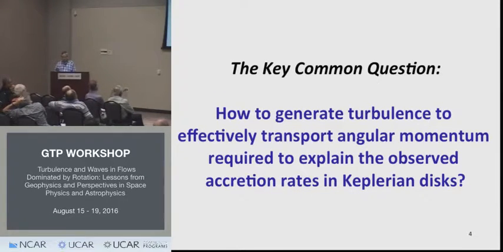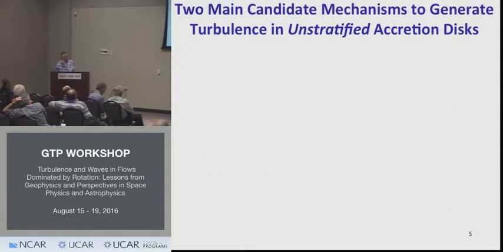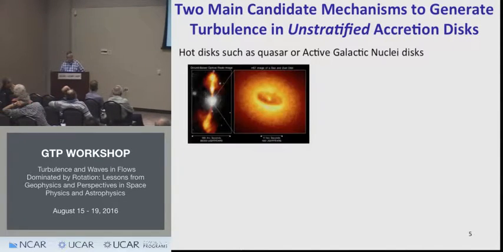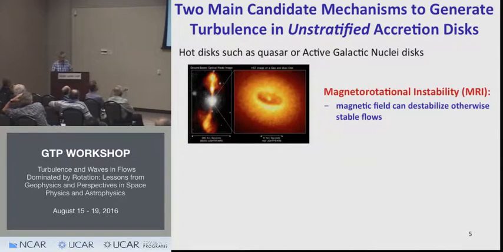Typically they follow a Keplerian rotation profile. That question has generated lots of interest in the past 20 or 30 years. John will talk about it tomorrow, or maybe on Thursday, so I'm not going to steal his show. But I want to talk about my problem, motivated by his problem. There are two major candidates in the unstratified accretion disk to generate turbulence. One is the so-called MRI, or magnetorotational instability, which uses a magnetic field, but in that case it's a hot disk, like a quasar or active galactic nuclei.